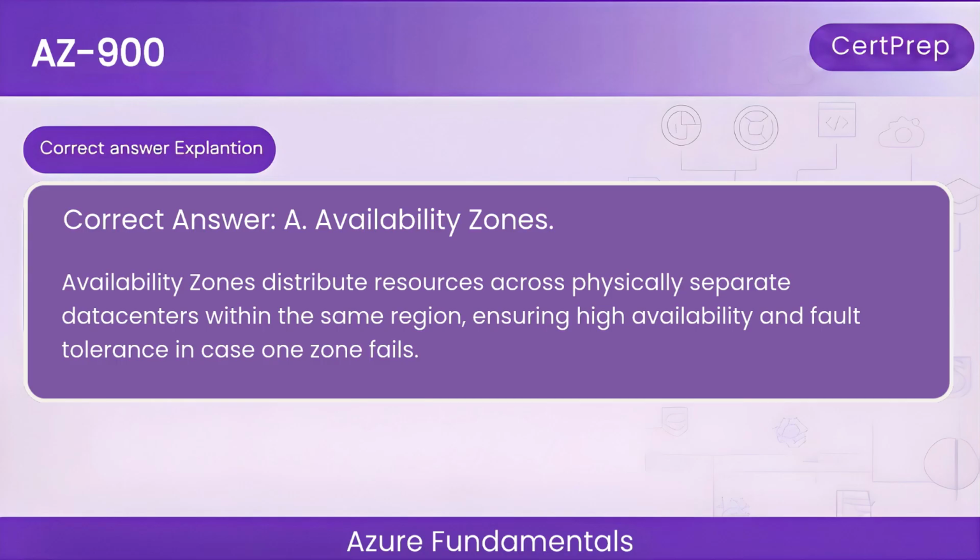Correct answer is A. Availability zones. Explanation: availability zones distribute resources across physically separate data centers within the same region, ensuring high availability and fault tolerance in case one zone fails.